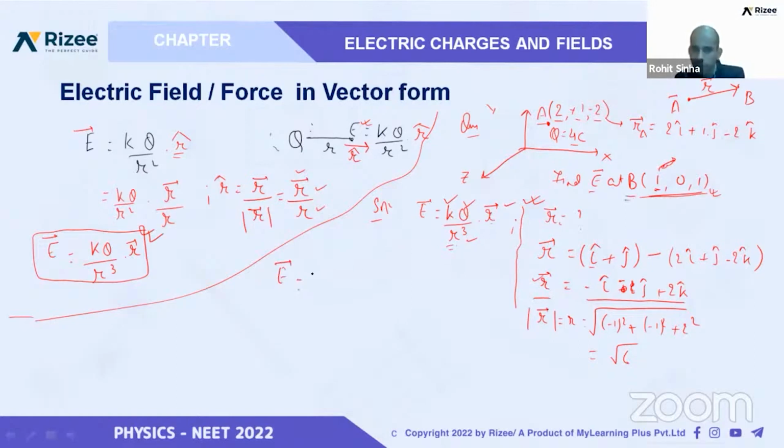We can similarly put the values, 9 times 10 to the power 9 and 4 coulomb, and all those values, the R vector here, R cap, and the value of magnitude we have got here, root 6 whole cube. Only this will be our answer. Okay.